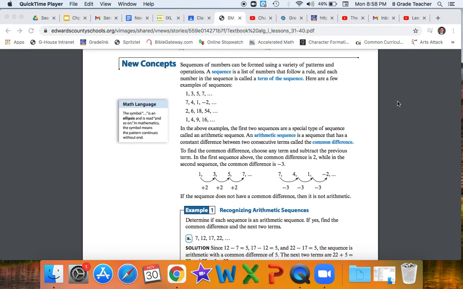The next one, 7, 4, 1, -2. It's going down by 3 each time. So you could continue that. That's what these dots mean. If you would continue to roll in that pattern, you know what the next term in the sequence is.